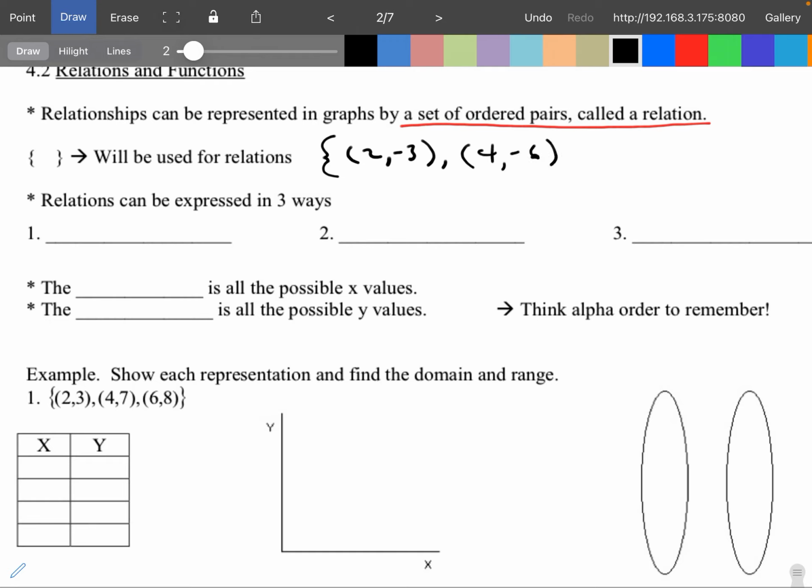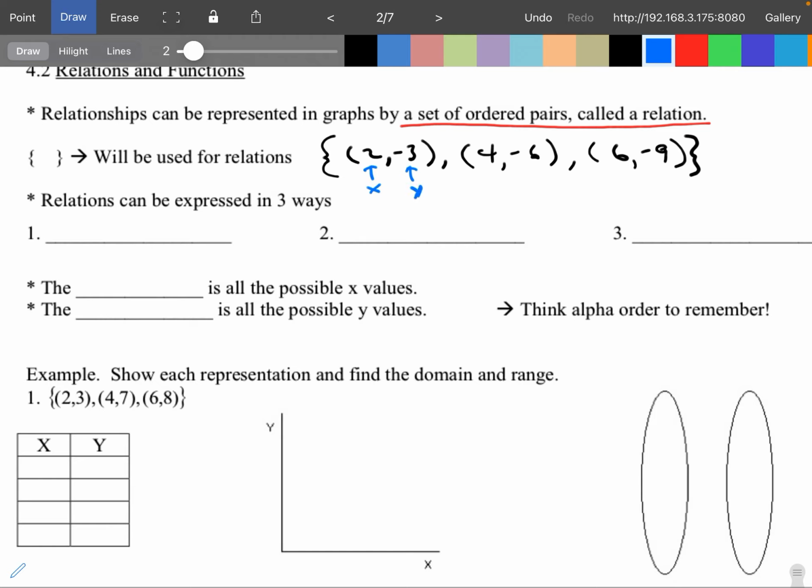So I'll just write one for you guys. A set of ordered pairs would be like, you could have 2 with -3. You could have 4 with -6. Maybe 6 with -9. So something like that. And again, you've got to put these set brackets on there. So that right there, that's a relation. It's just a set of ordered pairs.